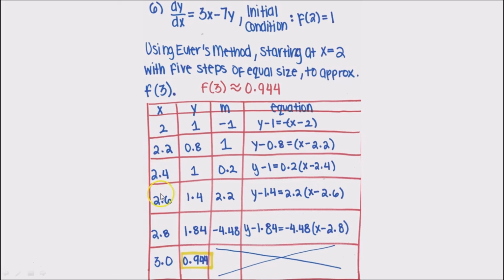So we have 5 steps in this table, with the 6th step being 3, where we want to get to. So again, just go through your normal Euler's method calculations, and you're going to get that f of 3 is about 0.944. And that's the end of the worksheet.